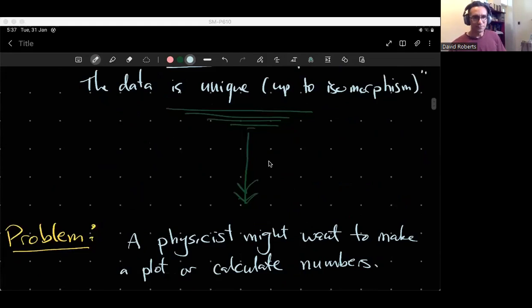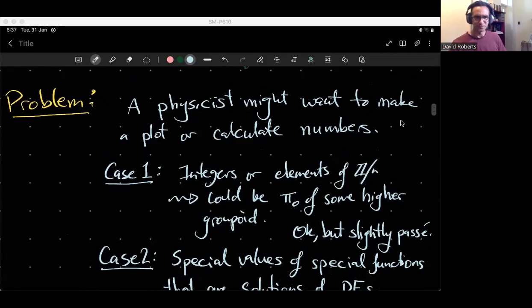So the physicist might want to actually plot something or even calculate numbers, right? If the numbers are integers, then it might be like an instanton number. And these can be exhibited as the connected components of some groupoid or higher groupoid. Or maybe it's some kind of torsion number, right? You want to say, oh, it's some Z mod 2 or Z mod 3 invariant. Maybe it's a root of unity. Okay, this is much more okay.